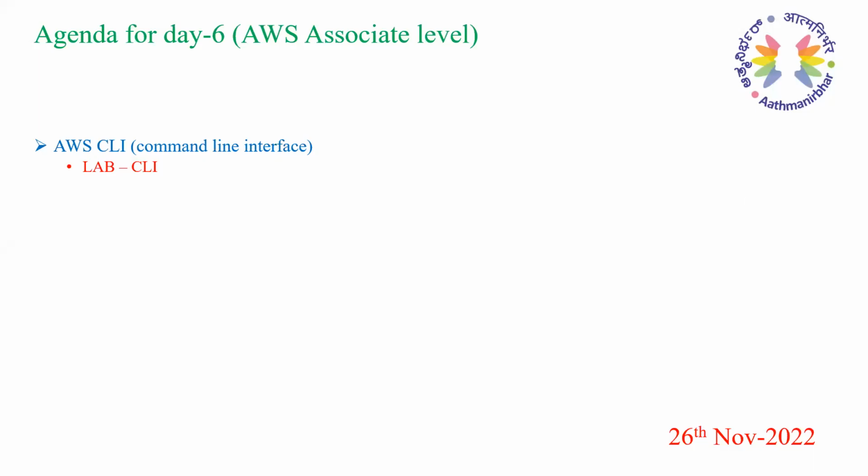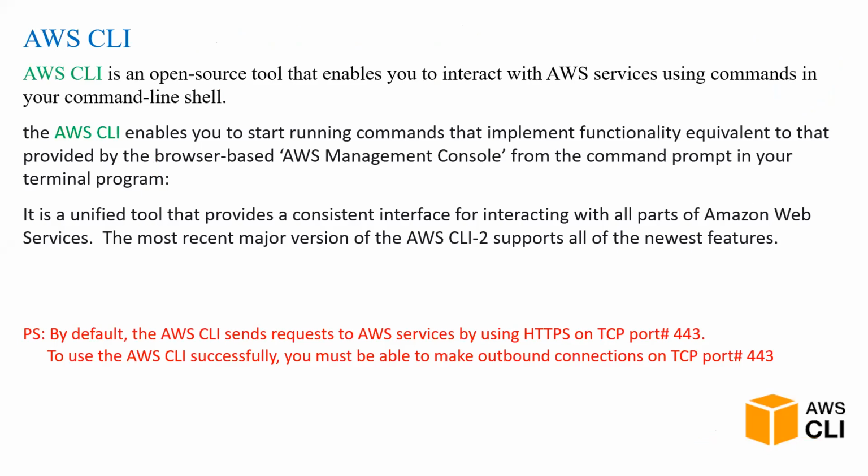The next topic for today is AWS CLI. So what is all about AWS CLI? AWS CLI is an open source tool that enables you to interact with AWS services using commands from your command line interpreter. So the AWS CLI enables you to start running commands that implement functionality equivalent to that provided by the browser-based AWS Management Console from the command prompt in your terminal program.